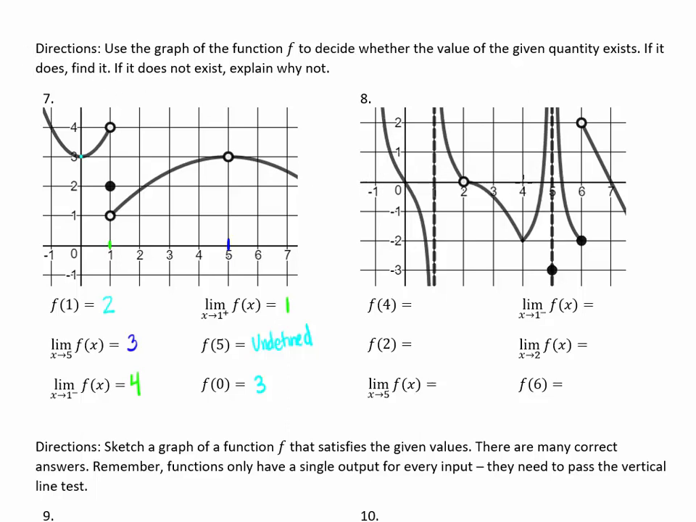So we plug in 4 and we get out, it looks like, come down here, a value of -2. Plug in 2 and we don't get out anything. There's a hole right there and it's not defined anywhere else. So this is going to be undefined. And plug in 6. Up here it's undefined, but down here we get a y value of -2.